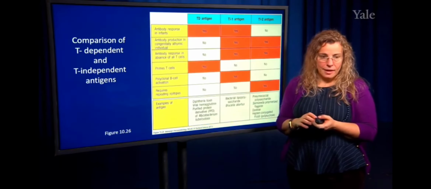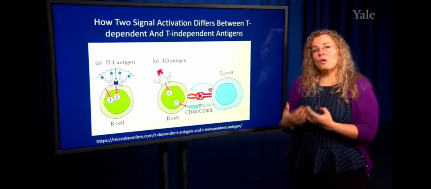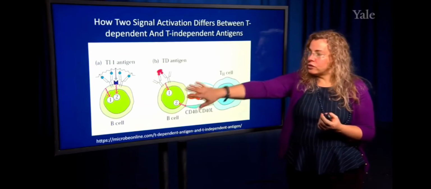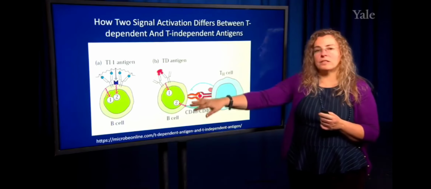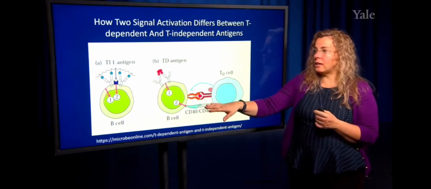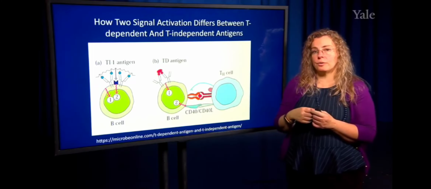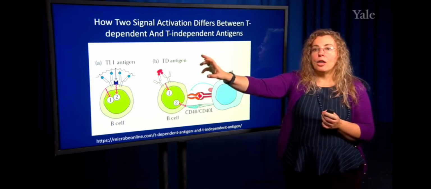This picture, I just want to drive home the point that with T-dependent antigens, the first signal is coming from the antigen. The second signal is always coming from direct contact with a T cell. With a T-independent antigen, whether it's 1 or 2, there is no T cell, and the signals are coming to the B cells themselves. But you still need 2 signals.